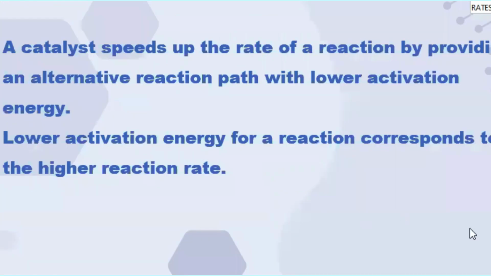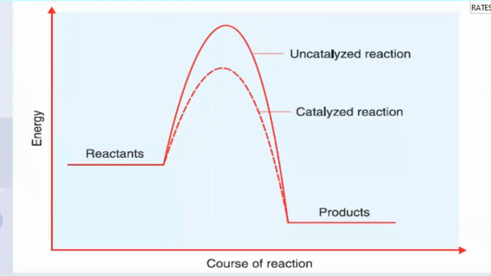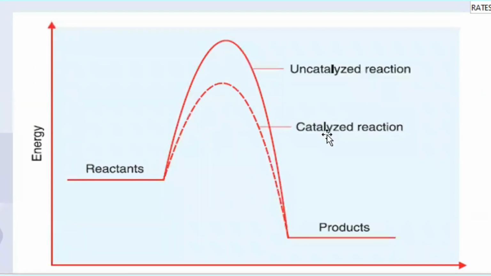A catalyst speeds up the rate of a reaction by providing an alternative reaction path with lower activation energy. Lower activation energy for a reaction corresponds to a higher reaction rate. This is a chemical reaction, catalyzed and uncatalyzed.